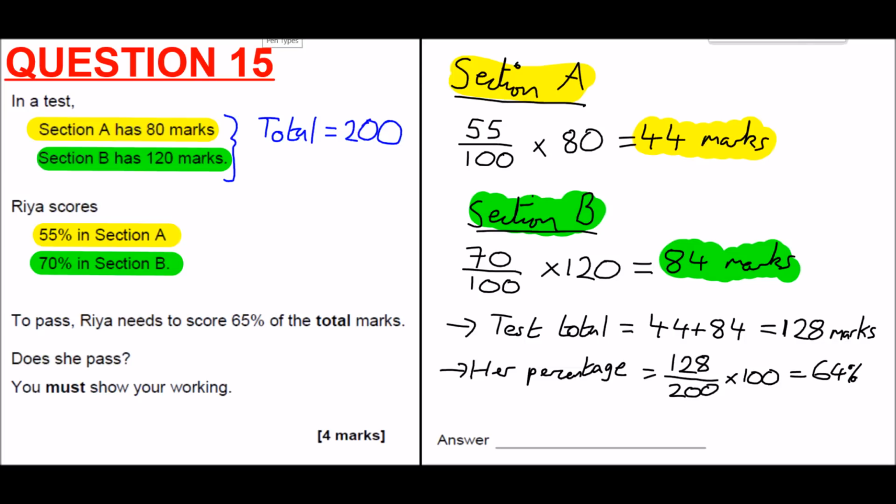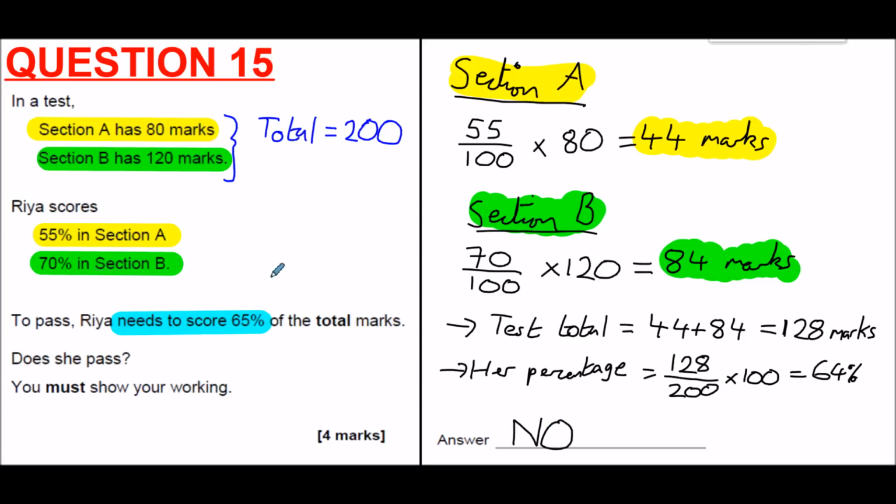But what did she need to pass? She needed 65% to pass. So if she got 64%, she needed 65. So she's 1% short, and so you can say no, she didn't pass.